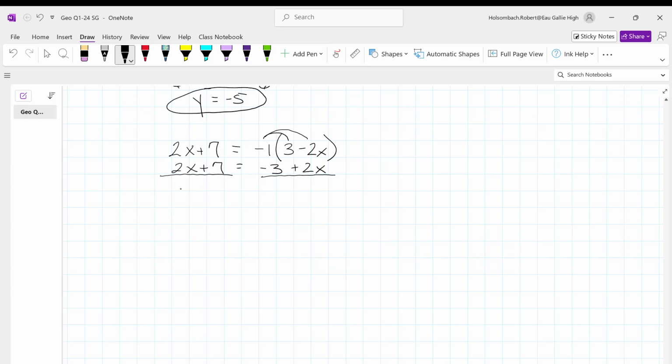So if we subtract 2x from each side, the 2x's here cancel and the 7 falls down. And the 2x's here cancel and the negative 3 falls down. And is 7 ever equal to negative 3? No. So what do we call that? No solution.